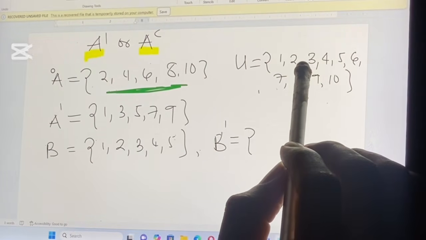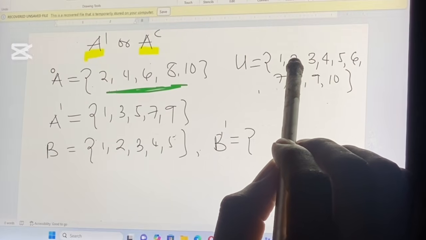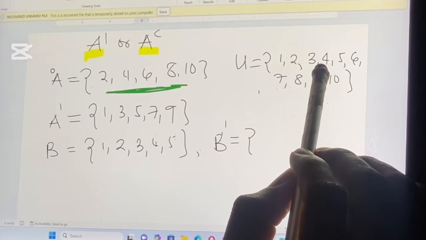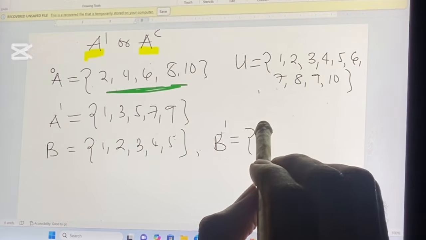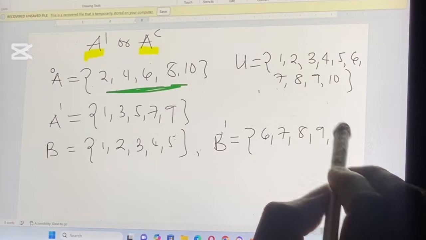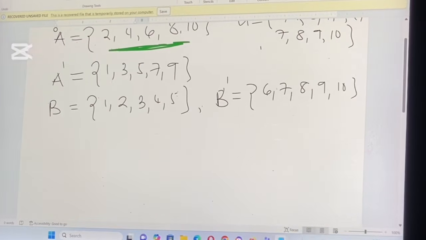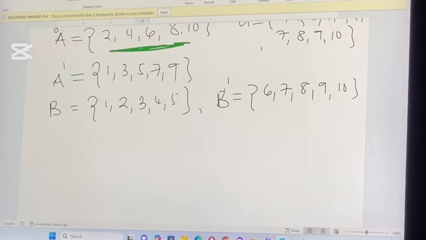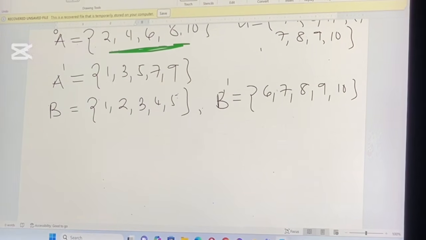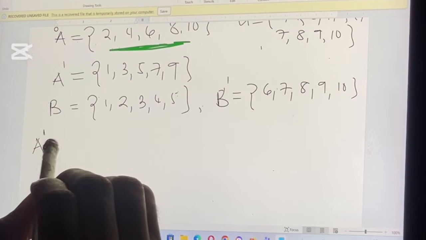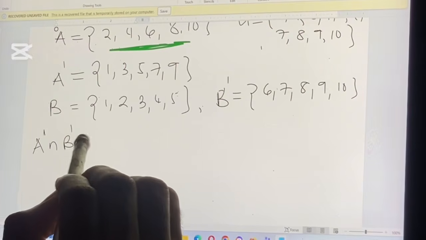Okay, this 1, 2 is in B, 3 is in B, 4 is in B, 5 is in B. So 6, 7, 8, 9, 10. Please take note. But we are not asked to find complement of A, or complement of B. We are asked to find A complement intersection B complement.